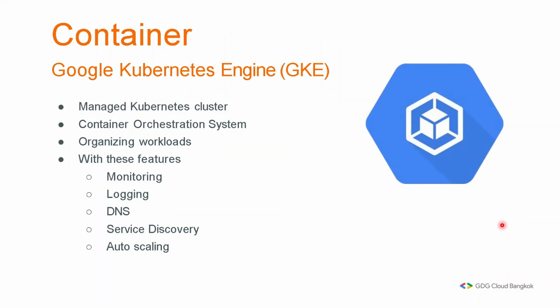What is Google Kubernetes Engine (GKE)? Google Kubernetes Engine is a managed Kubernetes cluster and a container orchestration system, and it can organize workloads with features like monitoring, logging, DNS, which is a domain name service, service discovery, and auto scaling. We will talk about Kubernetes Engine in later classes.